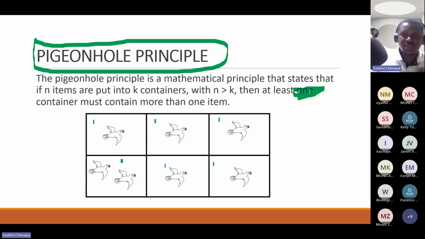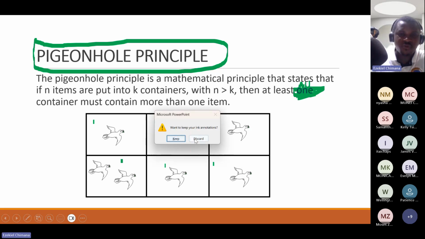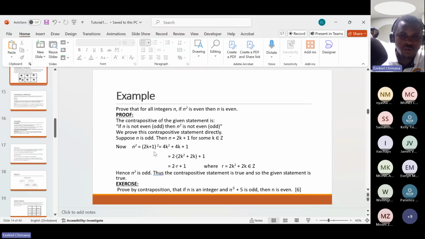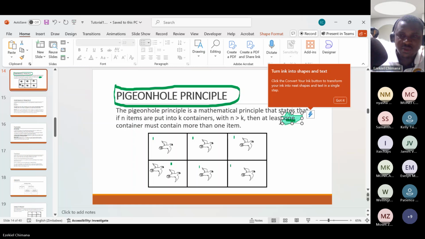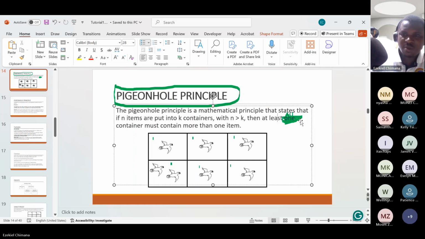So I think we need to look at that in this slide. It needs to be edited. Maybe I need to edit it now, because I will forget to edit it. Then I will send it to you as it is.